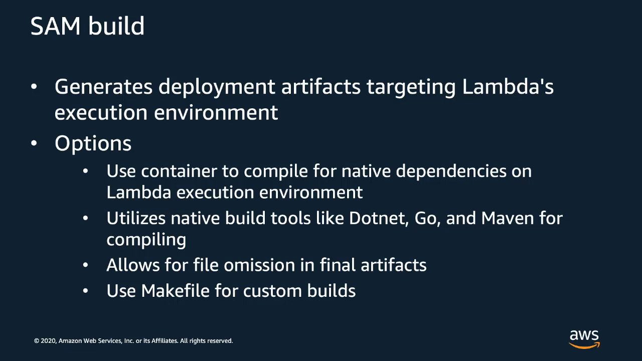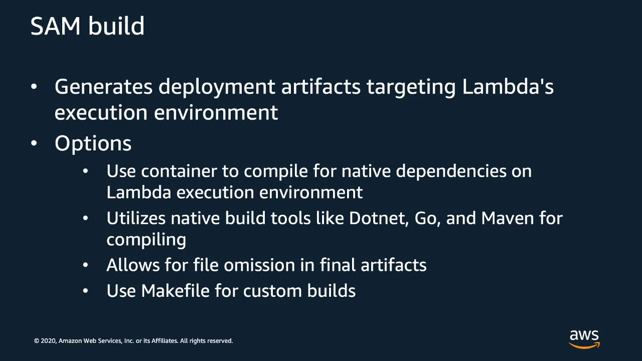All right, so it then utilizes native build tools like .NET, Go, or Maven. So if you're doing .NET Core on a Lambda function, you can use the .NET utility, and SAM will tie right into it. It allows for file omission, so you don't have to push all your tests up there. You can say, hey, omit these when I'm actually going to production. And then, as I said before, you can use Makefile for custom builds.